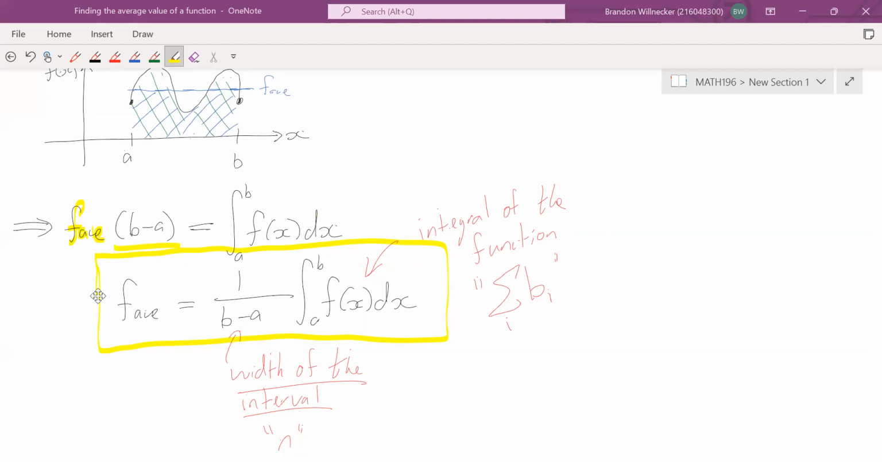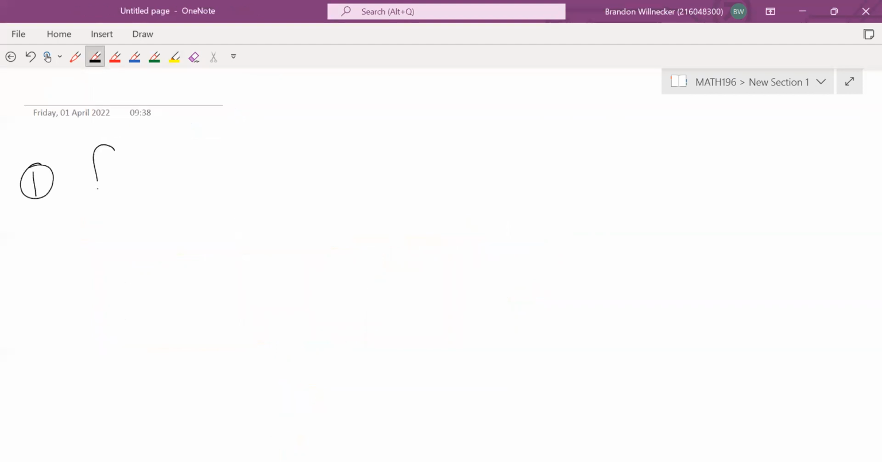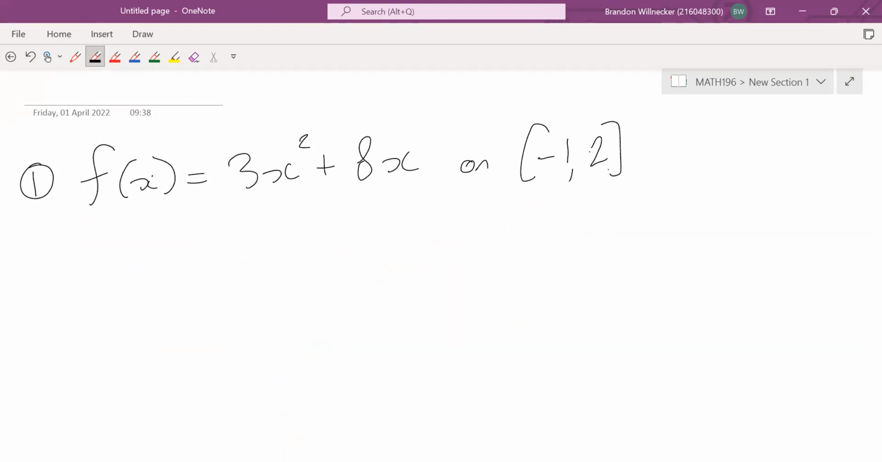Okay, so let's take a look at a couple of examples. Example 1: we're given the function f of x is equal to 3x squared plus 8x on the interval -1 to 2. Okay, so that's what we're given. We need to find the average value of this function.